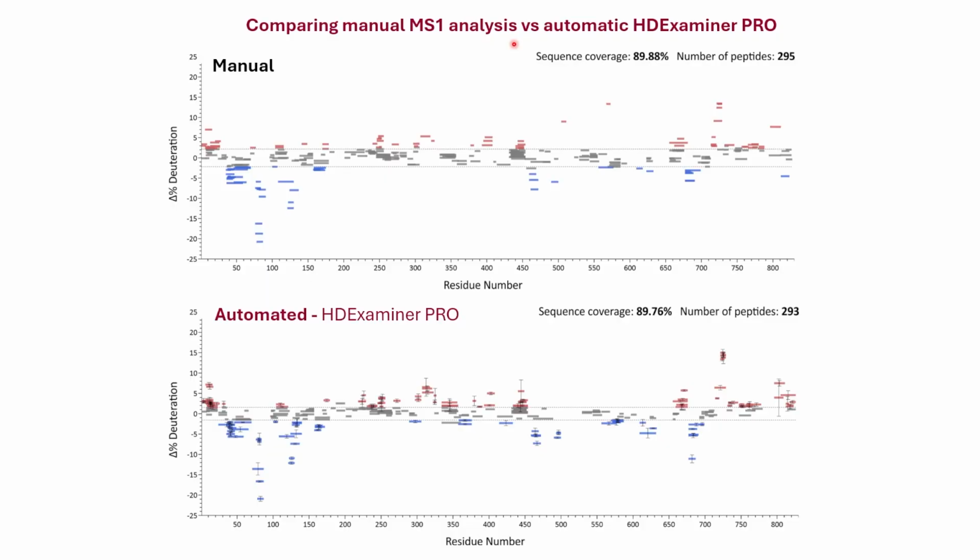Another comparison of the manual mode versus the automated HD Examiner DIA mode is looking at a Woods plot of a protein called polymerase theta with a drug named novobiocin. So this is the drug-bound state versus the non-drug-bound state compared in a Woods plot. The top view is a manual analysis of the system. So this is after going through every single peptide and validating the MS1 data, deleting any peptides that don't make any sense, and keeping the ones that are measurable.